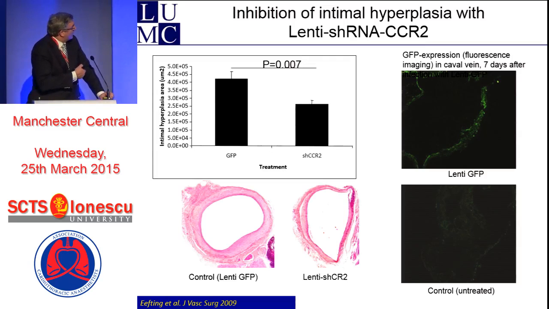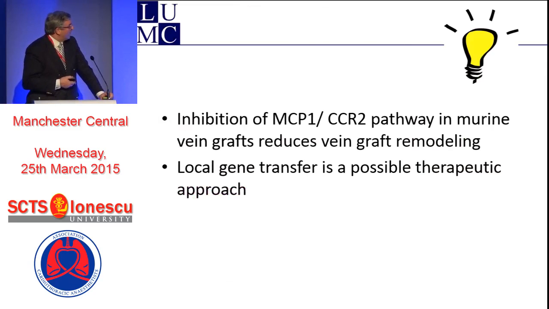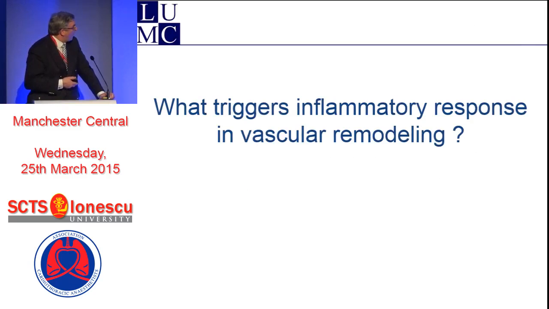So what's the effect on vein graft thickening? Of course there was a reduction, otherwise I wouldn't have shown these slides. A profound reduction, similar to what we saw when we overexpressed the inhibitor for MCP1. So local application of a receptor-inhibiting gene blocking the inflammatory response leads to a reduction of intimal hyperplasia. Inhibition of the MCP1 CCR2 pathway in murine vein grafts reduces vein graft remodeling. And local gene transfer is really a suitable possible approach, as presented in the previous talk by Andrew Baker, showing all these other viral approaches.